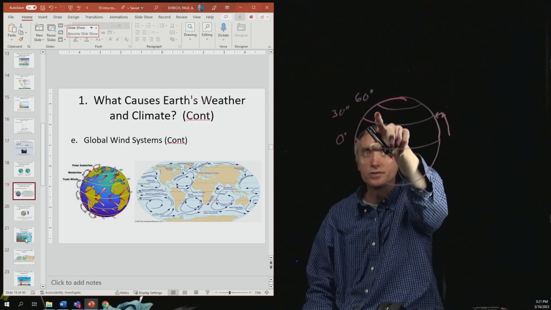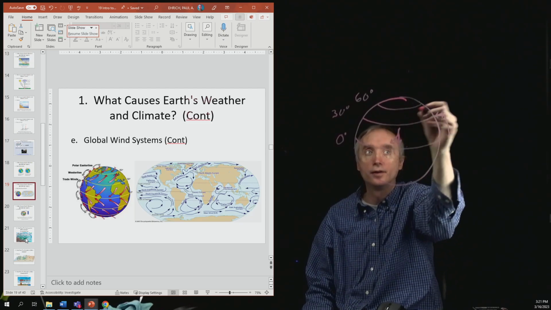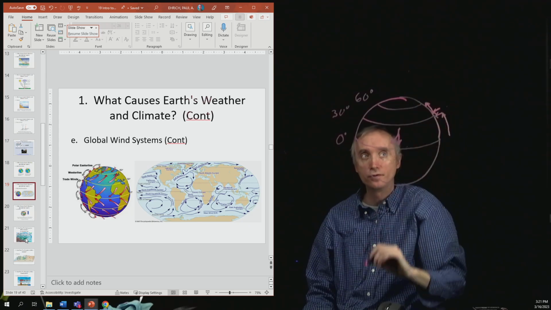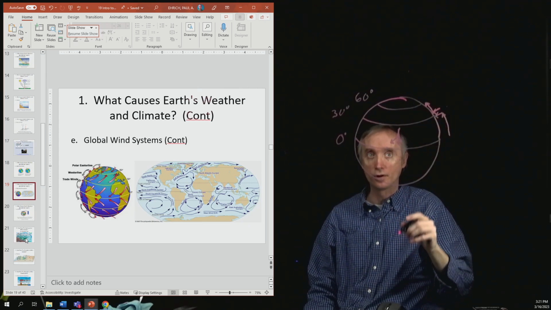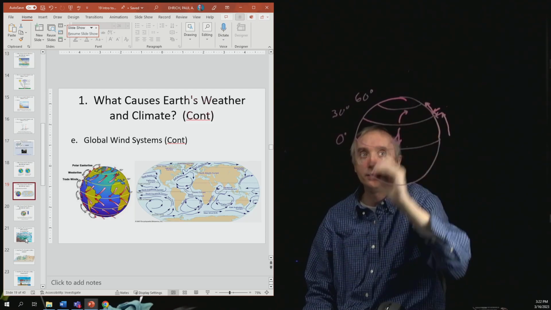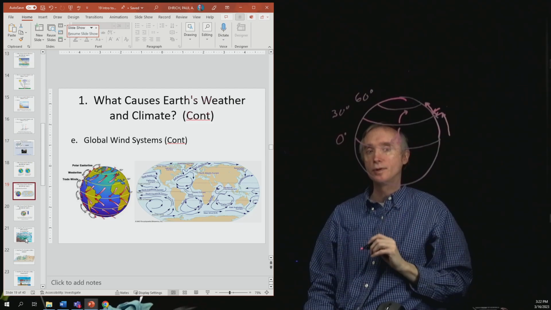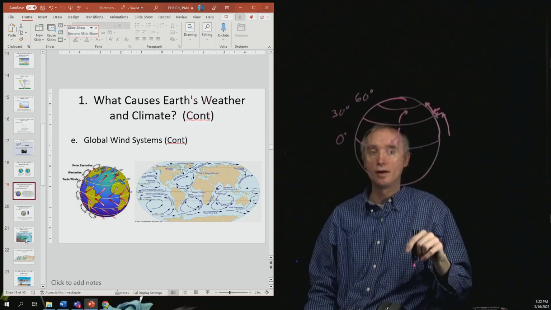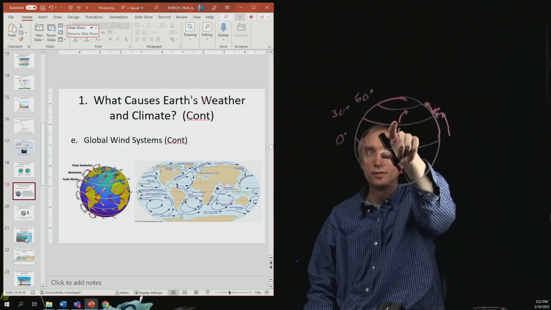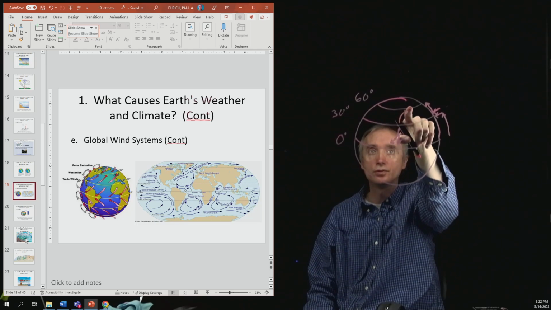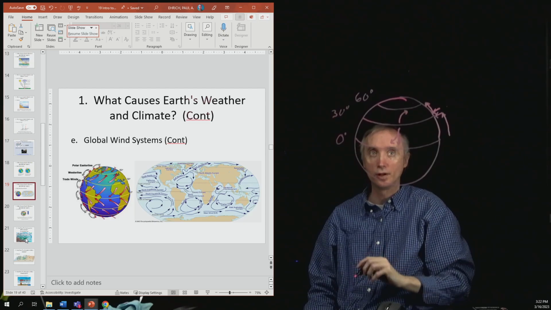Okay, then in this region up here, the air is coming down and then it's going north. So the surface winds are trying to go north, but they are going to be bent to the right like that. And so those are going to be called the westerlies. They're called the westerlies because they're coming from the west. So the west is over here, and these winds are blowing from the west to the northeast, and they're going to blow like that.